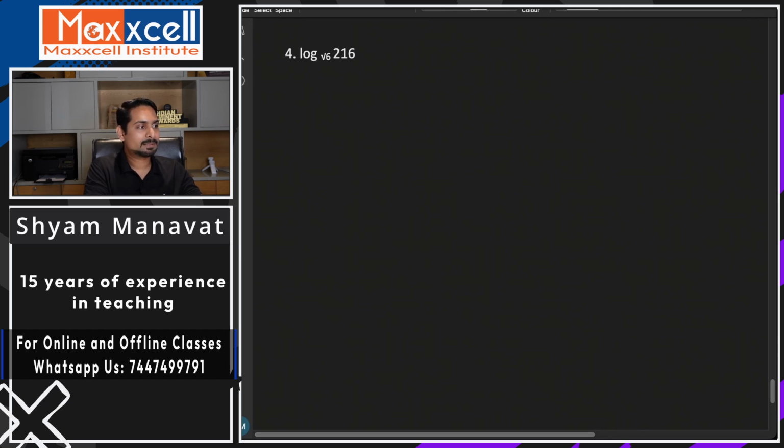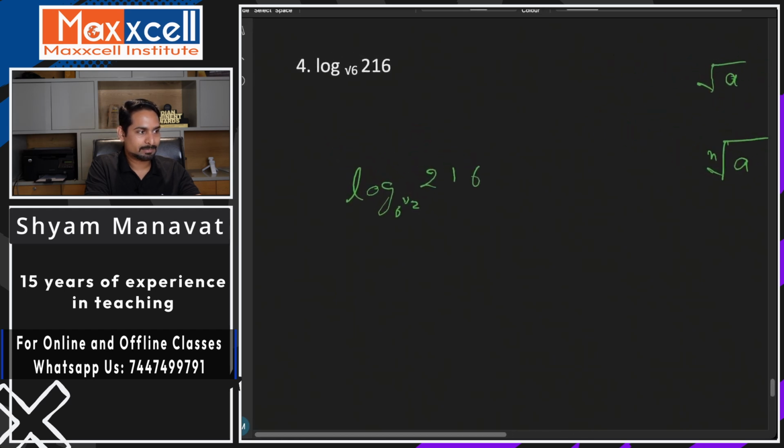Here, log 216 base root 6. Square root of anything can be written as a raised to 1 upon 2. Nth root of anything can be written as a raised to 1 upon n. This is a property of indices. So first I will simplify the power of the base. Log of 216, and here I have 6 raised to 1 by 2. Is it visible to you? 6 raised to 1 by 2.